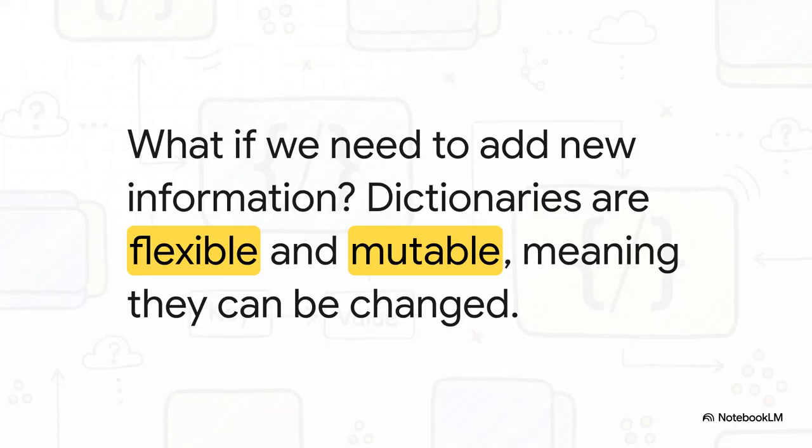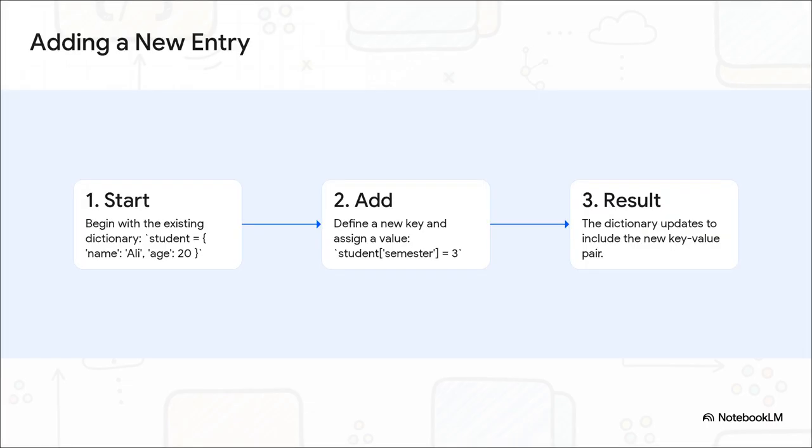And this brings up one of my favorite things about dictionaries. They are super flexible. Our digital filing cabinet isn't locked and sealed forever. What if Ali moves on to his third semester? We're going to need a way to add that new piece of info to his file. Let's watch how that works. We start with our original dictionary. To add a new piece of information, we just make up a new key. Let's call it semester. And we assign it a value, 3. And poof, just like that, our dictionary instantly updates itself to include that new key value pair. It really is that easy.